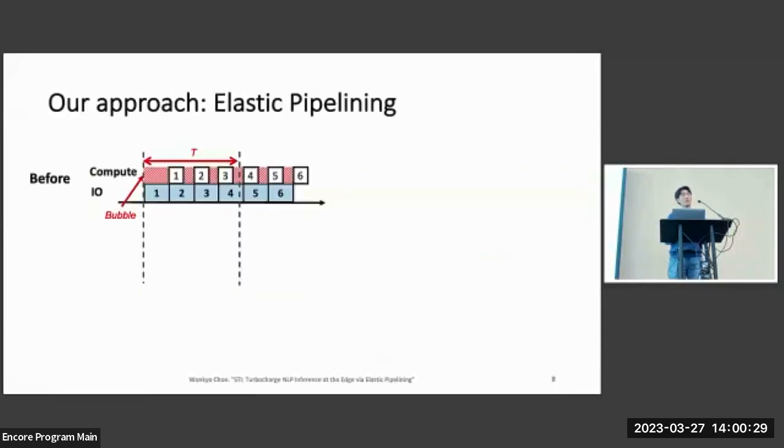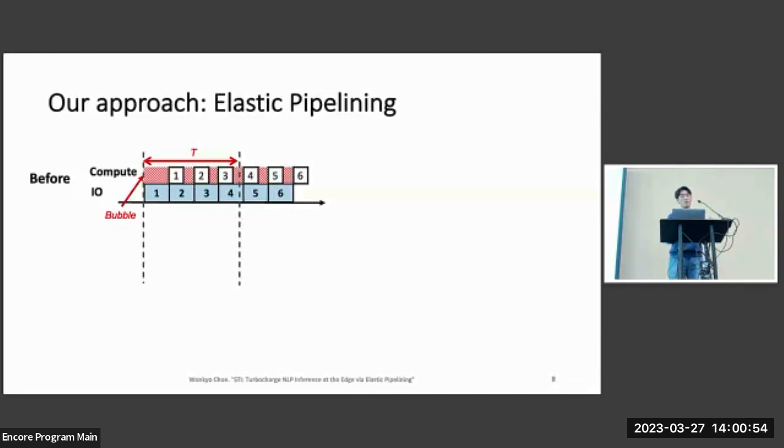To overcome the problems mentioned in previous works, we proposed elastic pipelining. Let's look at the figure. Each number indicates the resource block per layer, the compute block means time to compute, and the IO block indicates the IO loading time. And the red area is called the bubble, where computation or IO is idle.